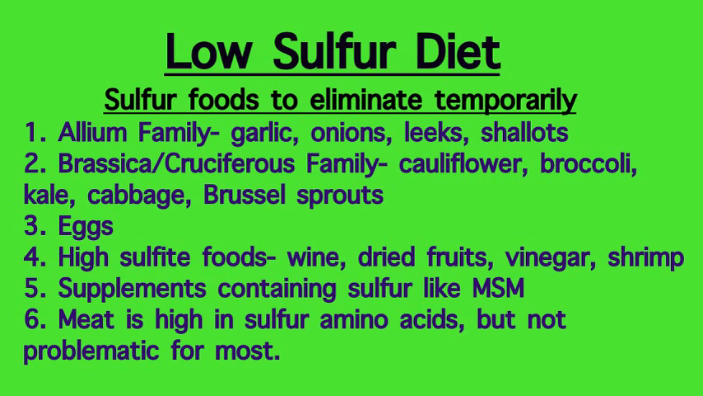And then meat and dairy are also high in the sulfur amino acids, cysteine and methionine. But generally, these appear not to be as much of a problem for most people, but you can also try limiting that for the period of time.